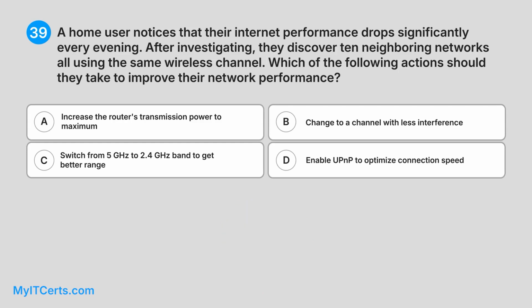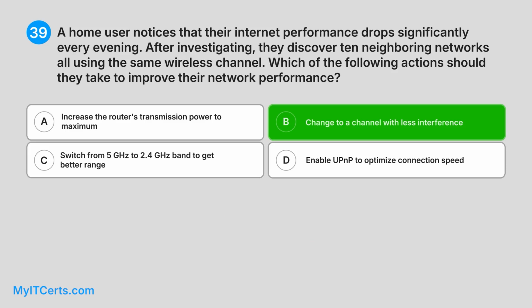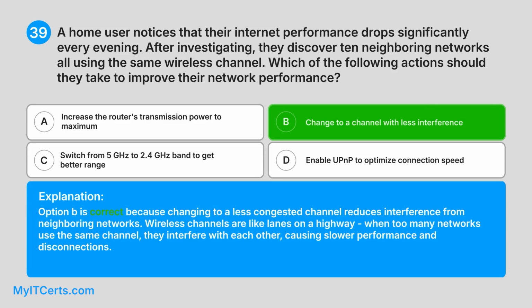Correct answer: B. Change to a channel with less interference. Explanation. Option B is correct because changing to a less congested channel reduces interference from neighboring networks. Wireless channels are like lanes on a highway. When too many networks use the same channel, they interfere with each other, causing slower performance and disconnections.